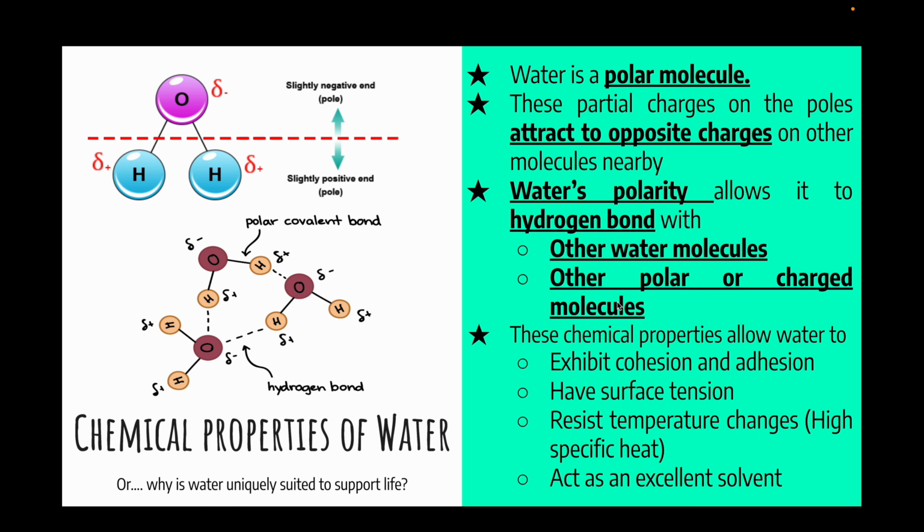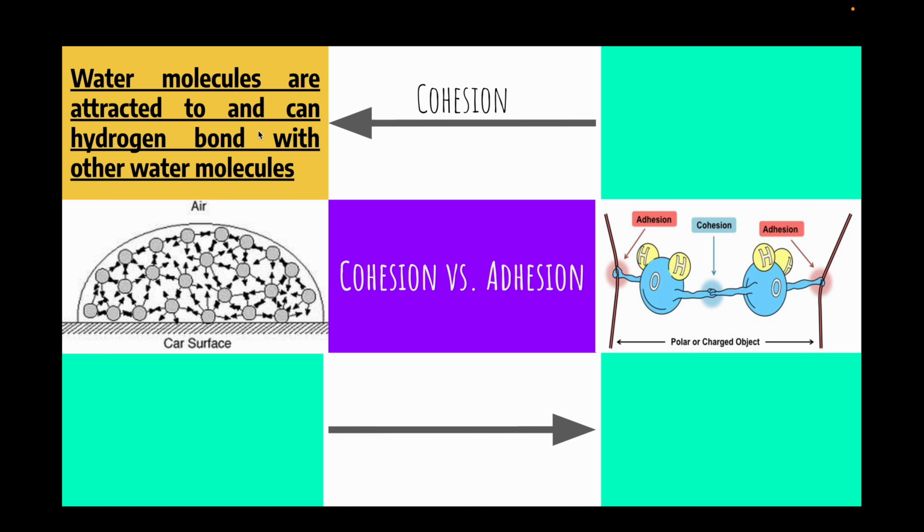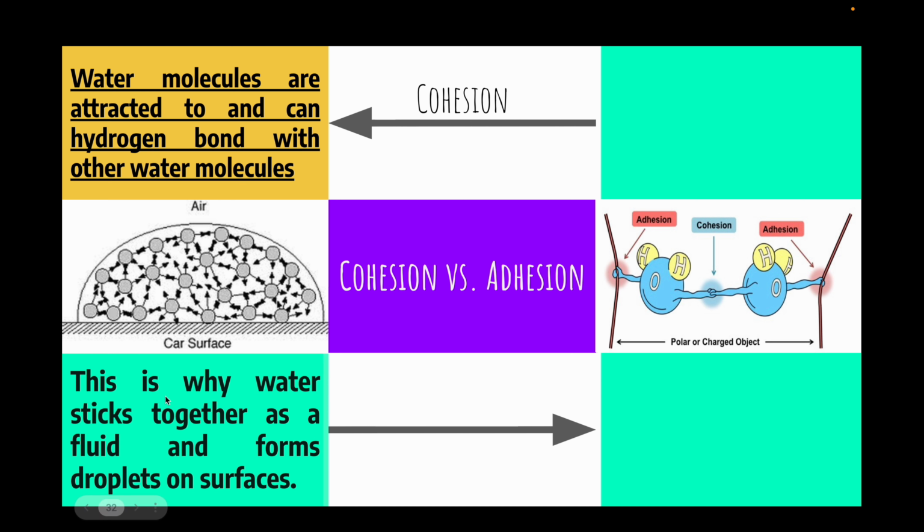All right, and we said that water can hydrogen bond with other water molecules, or it can hydrogen bond with other polar or charged molecules. Cohesion is when water molecules are attracted to and can hydrogen bond with other water molecules. So this is called cohesion. Here you can see water hydrogen bonding with other water. This is why water sticks together as a fluid and forms droplets on a surface. You could stack water on top of water, right? It's going to stick together and form a bigger droplet.